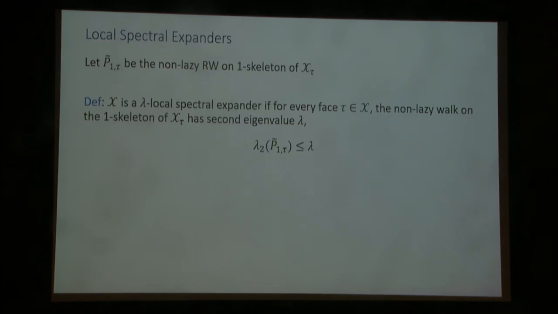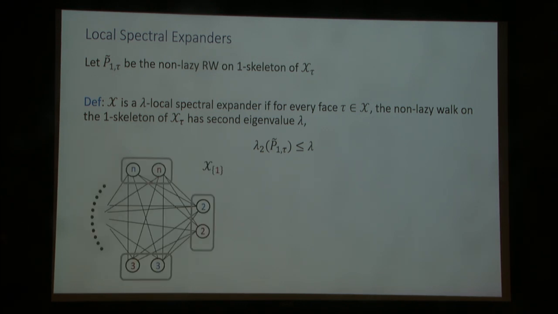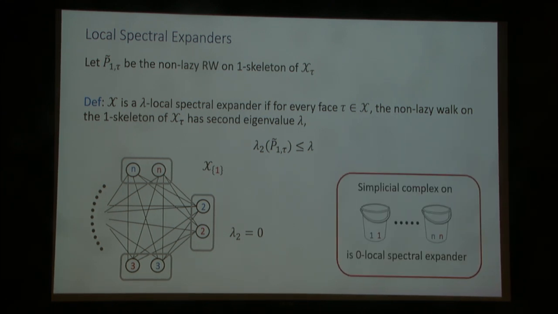Now you say you have a local spectral expander if the random walk on every link has second eigenvalue lambda. There's just one technicality: this p tilde is the non-lazy random walk. So the non-lazy random walk on every link has second eigenvalue lambda. In particular, in the case of this hypercube and the corresponding link, the second eigenvalue of a multipartite graph is 0, that's something you can check. So that says that the simplicial complex you get here is a 0 local spectral expander. The point is this is true not only for this, but in fact for every matroid.